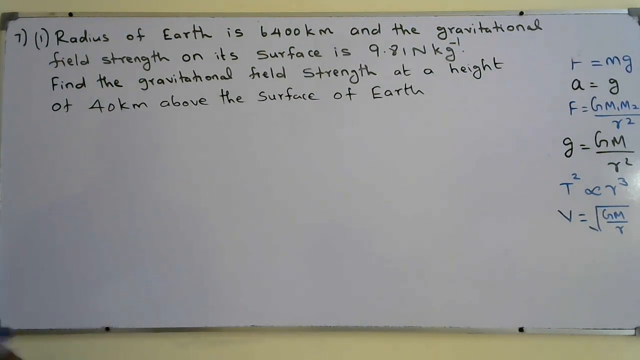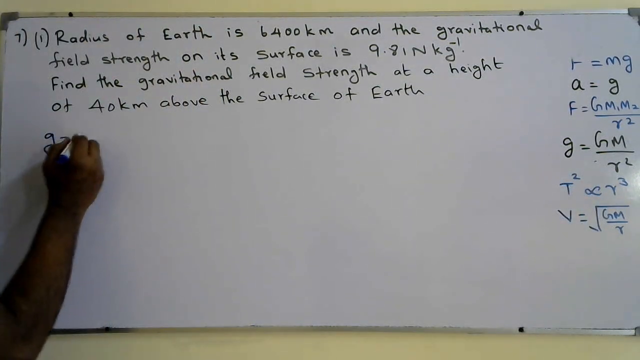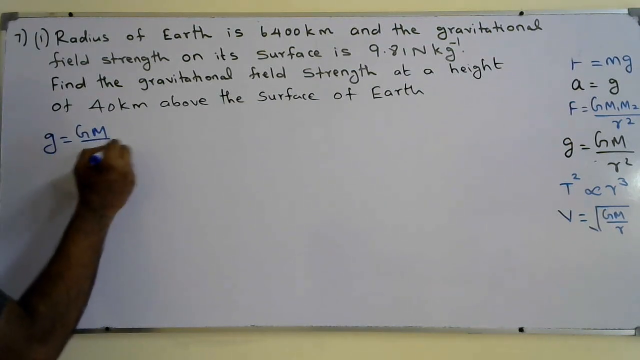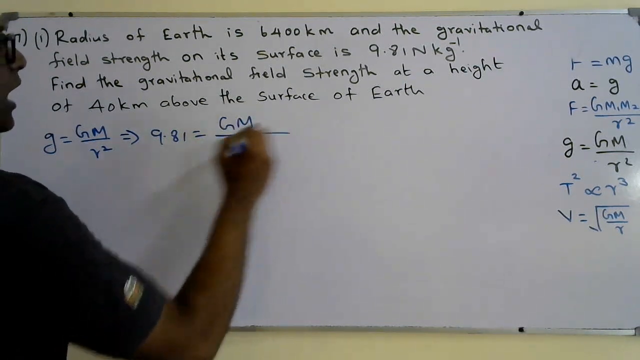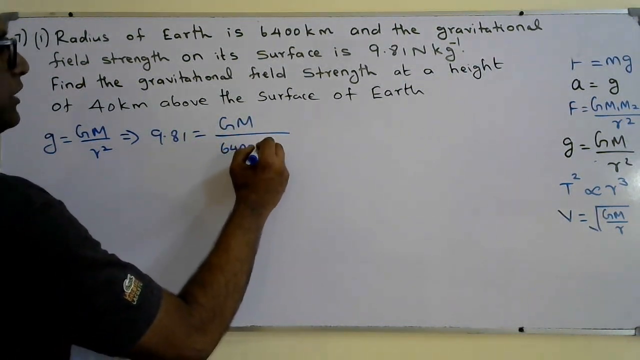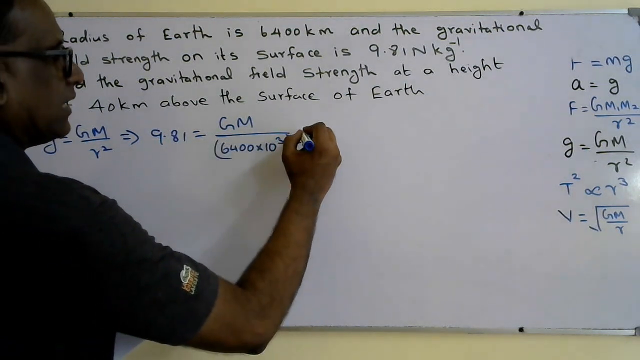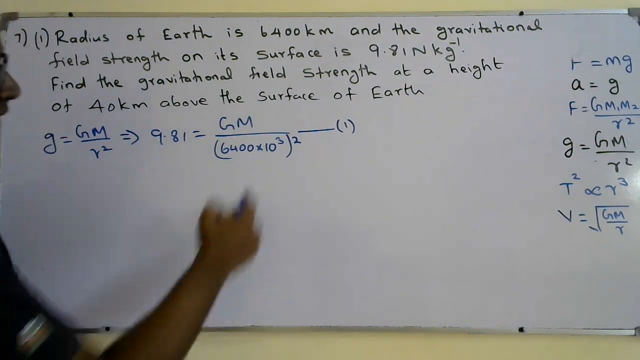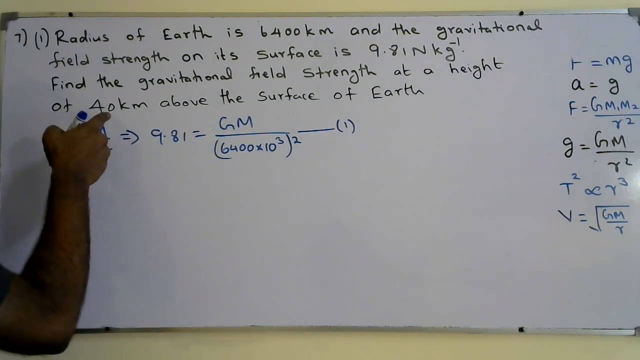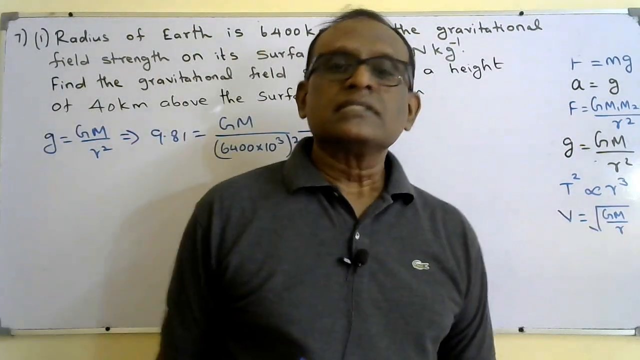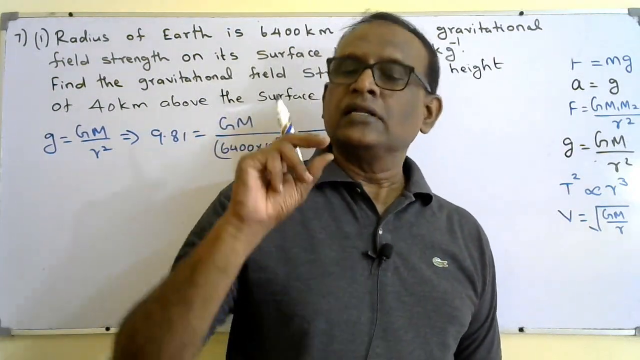So we are going to use g equal GM over R squared. So on the surface of Earth, 9.81 equal GM over R squared, with R as 6,400. I don't need to convert to meter because I'm going to divide two equations. The 10 to the power 3 will get cancelled. But anyway, to avoid unwanted confusion, I included 10 to the power 3. The question is find the gravitational field strength at 40 km from the surface of Earth. At a height means from the surface of Earth. So you know the equation is always applicable from the center of the Earth.